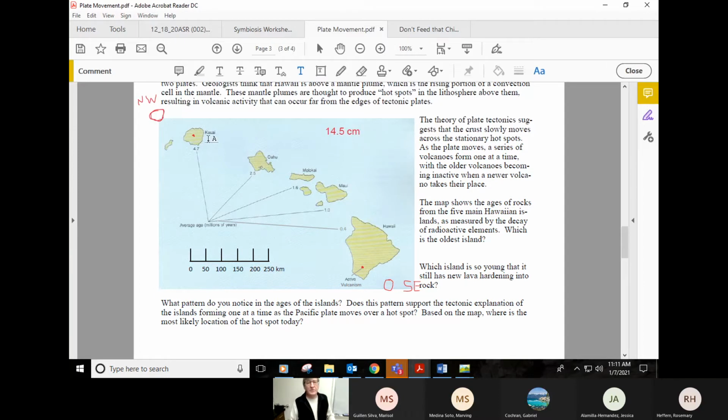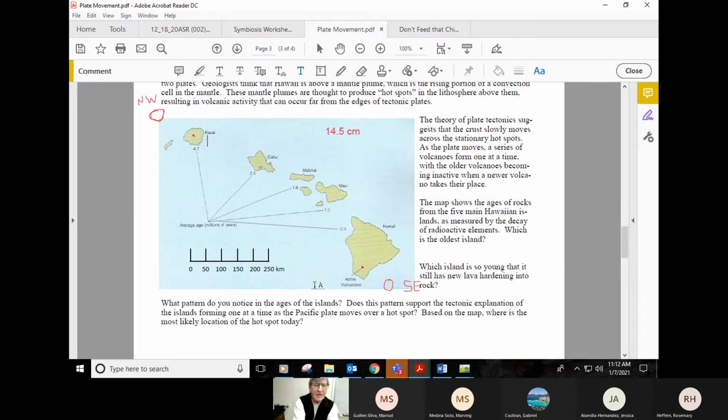Okay, so what I'm going to do is I'm going to measure once again, and if you can see my screen, you can see the red dots that I'm going to measure between the center of Kauai, the oldest island on here, and the point on the big island of Hawaii where active volcanoes are still erupting. And I found that those were 14.5 centimeters apart on my ruler.